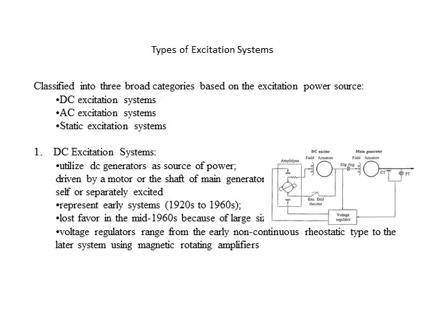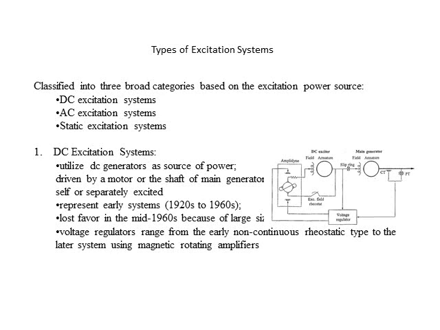Next, we have the types of excitation systems. These are classified into 3 broad categories based on the excitation power source. The keyword here is the power source. And 1, we have the DC excitation systems, 2, AC excitation systems, and lastly, the static excitation systems. 1, we start with the DC excitation systems.